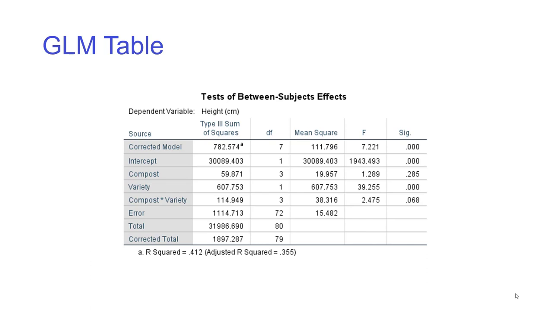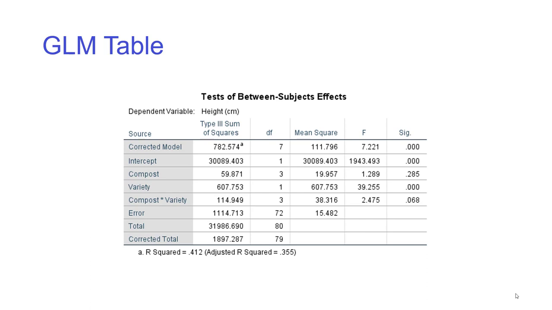So you look at the value of F and you look at the sig values. For the compost, you can see that the value of F is 1.289 and the sig is 0.285. This is not significant because it's not below the threshold of 0.05. When you look at variety, the F is 39.255 and the significance is 0. So this is definitely important.